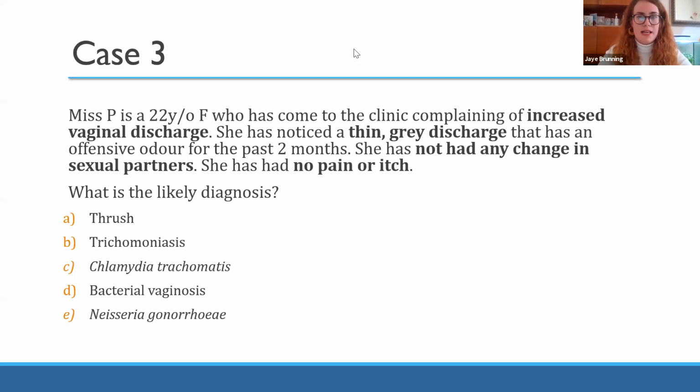I'm going to end that poll because the majority of you have voted, and I'll share the results. 100% of you have got this right, which is fantastic. Yes, it is bacterial vaginosis, and the reason we think it's that is because she's got malodorous discharge, she's not had any change in sexual partners, and she hasn't got any soreness or itching. The only other non-sexually transmitted cause is thrush, which presents as painful, itchy, and with a thick cottage cheese-like discharge. Wonderful. So we're going to move on from this now.